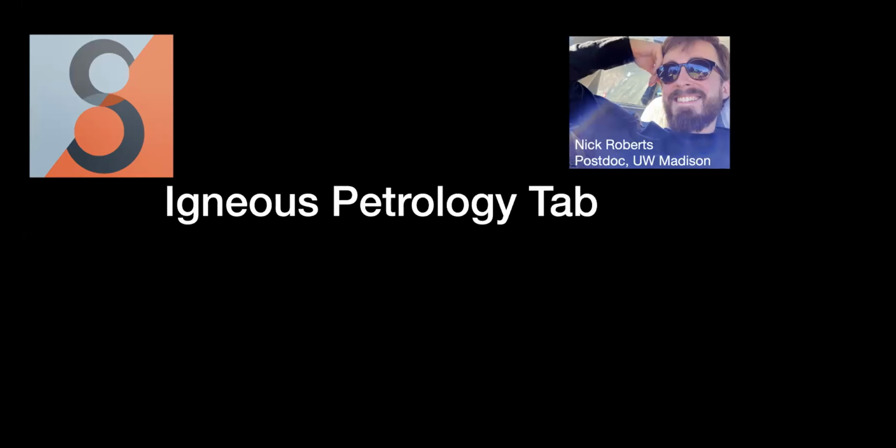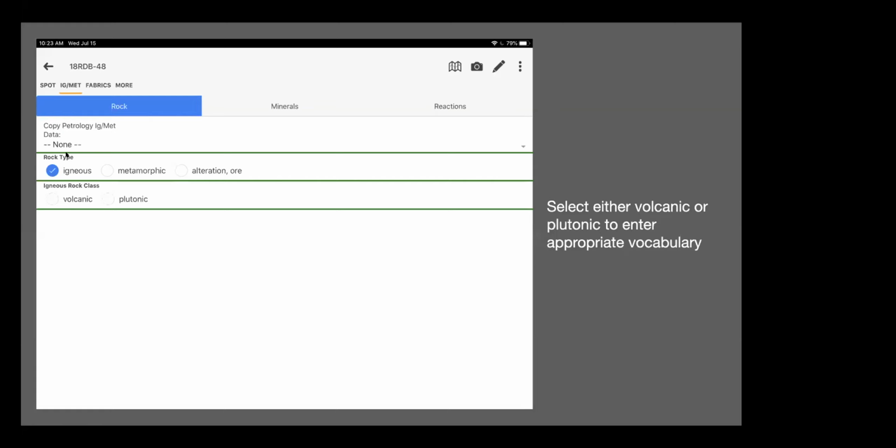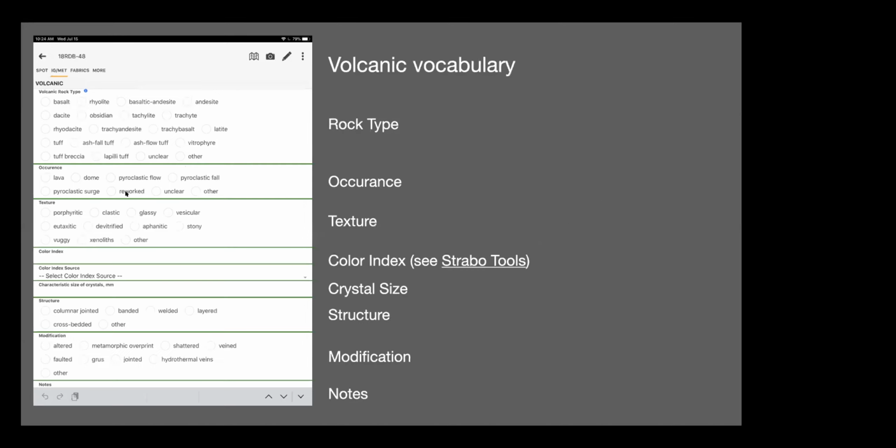Great. Yeah, so as Basil said, it's not exactly the focus of this workshop. So I encourage you to go through and look at the Igneous Petrology and Igneous Fabrics tabs in the application, but I'll just give you a very quick overview. So back in the IGMET tab that Stacia was talking about, if you go to rock, but you select Igneous, then the igneous rocks are broken up into volcanic and plutonic.